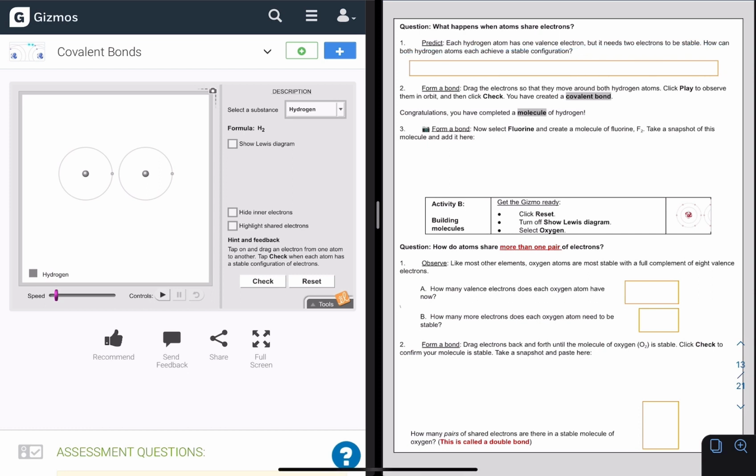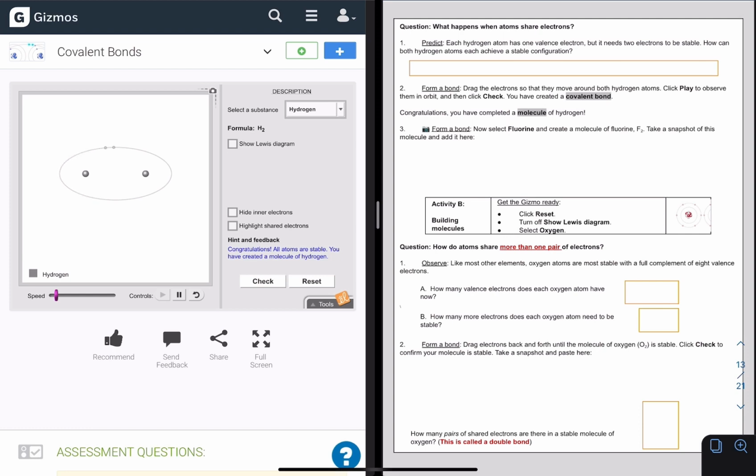Number 2, form a bond. Drag the electrons so that they move around both hydrogen atoms. And do that. And then it says click play to observe them in orbit. Click check, and it looks like our atoms are stable. We created a molecule of hydrogen. So now we're going to do this again.